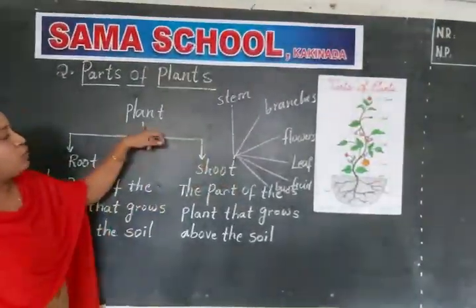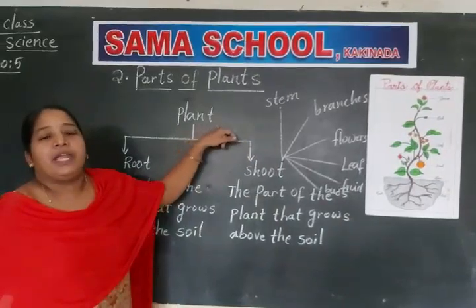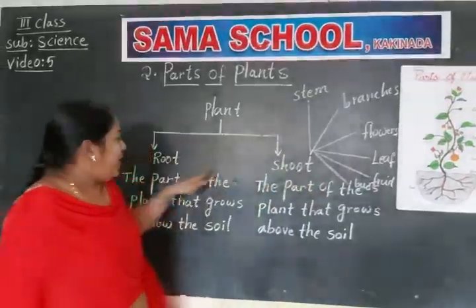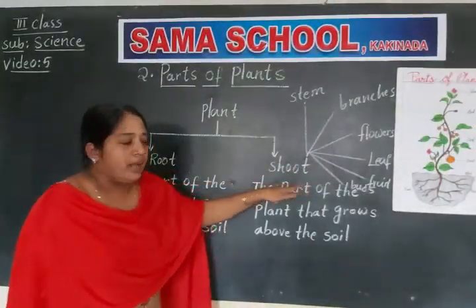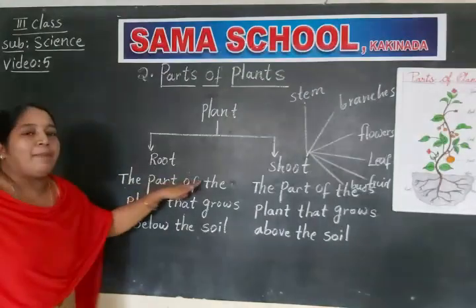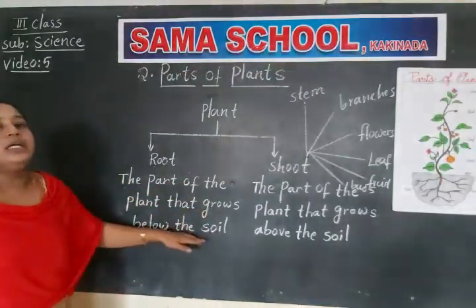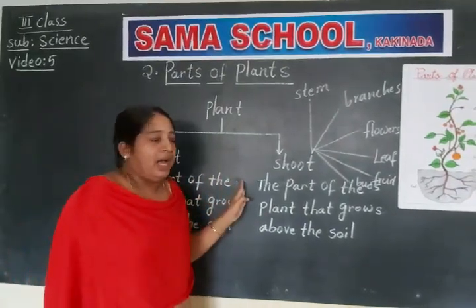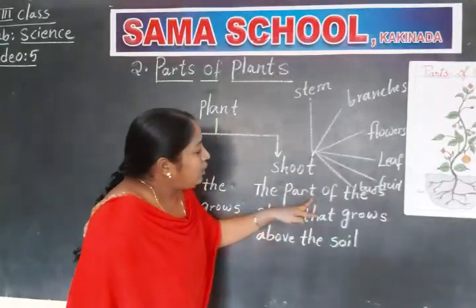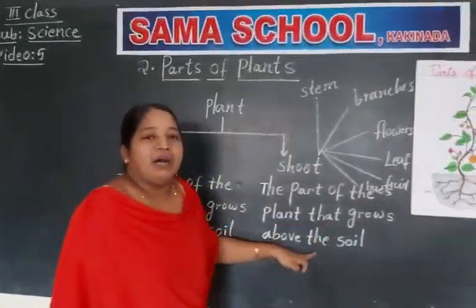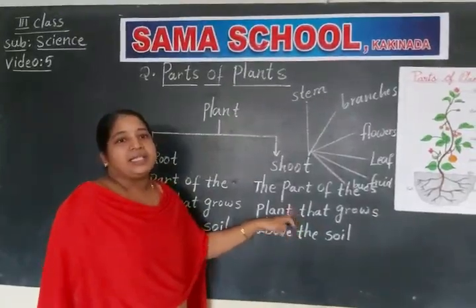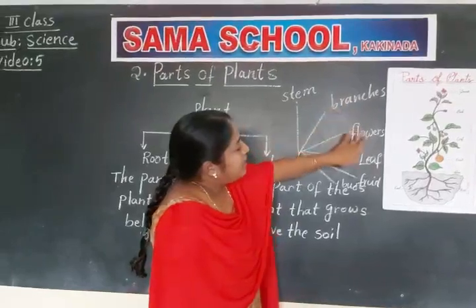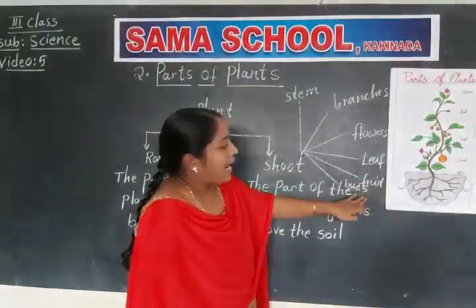Clear children? What are the two main parts of the plant, children? One is root and the other one is shoot. Then what is the root? The part of the plant that grows below the soil, or the part which we cannot see. That part we call the root part. And what is the shoot part? The part of the plant that grows above the soil. And the shoot part mainly consists of stem, branches, flowers, leaves, fruits and buds.